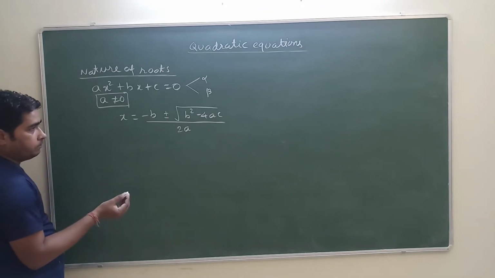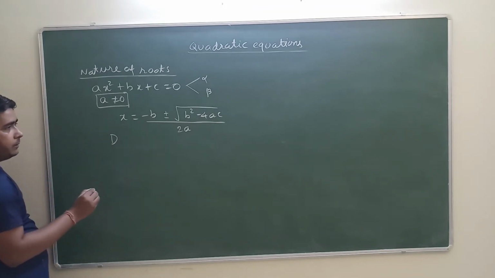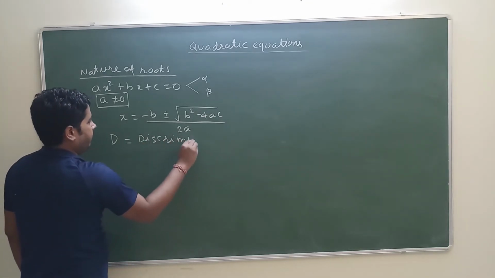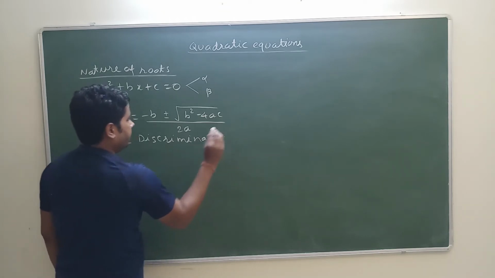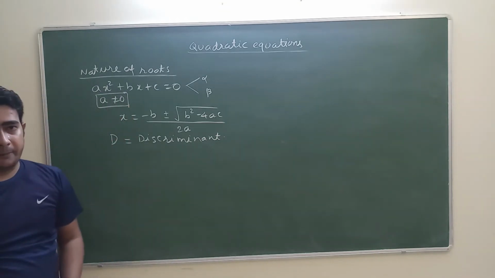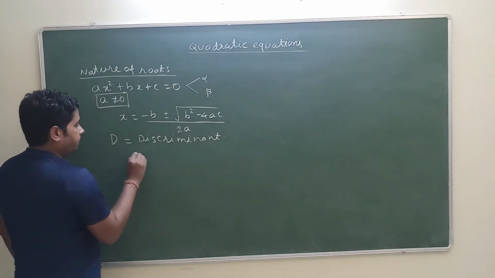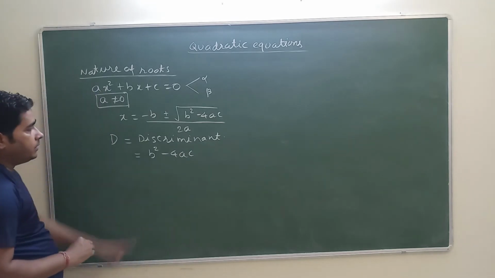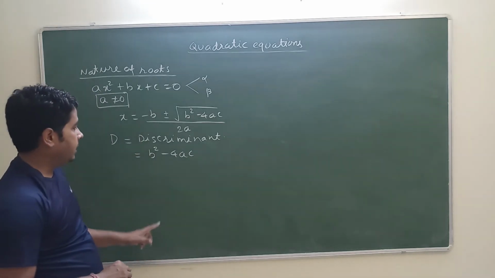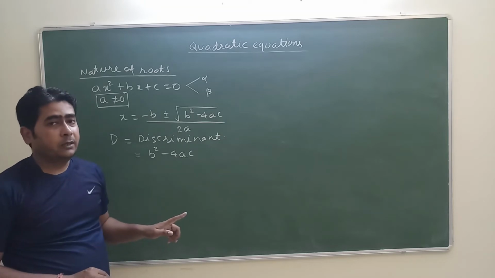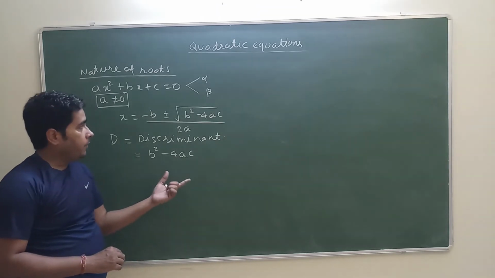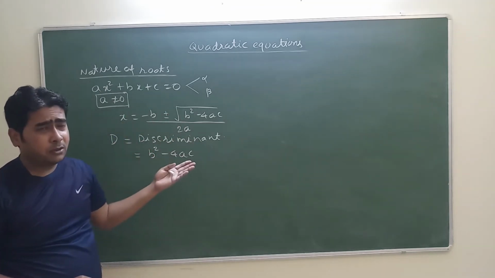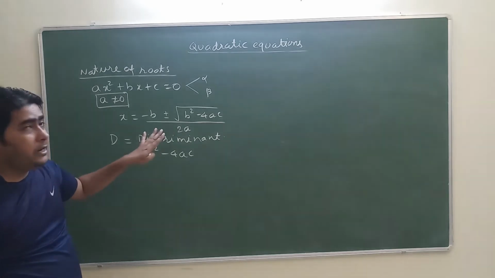I am defining a new term by capital D. This D is called discriminant, and its value is equal to b square minus 4ac. This will decide whether this equation is having equal roots or unequal roots, real roots or imaginary roots. Okay, so this will decide the nature of the roots.